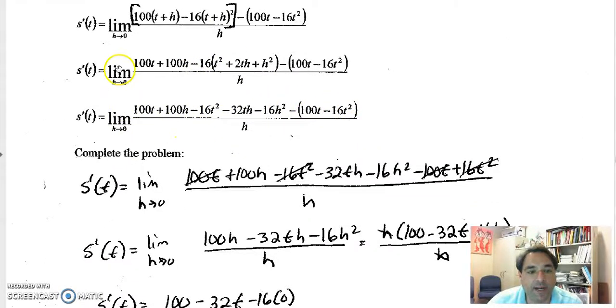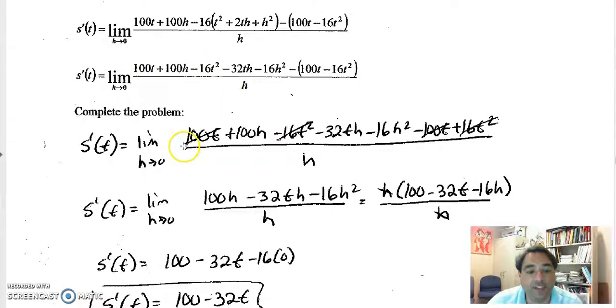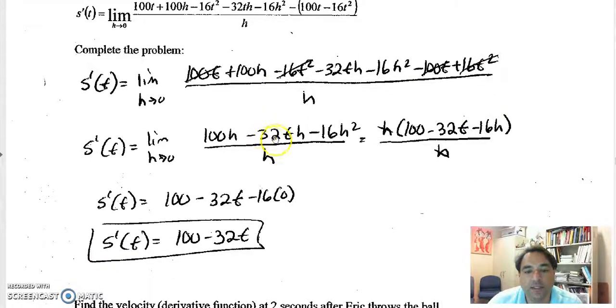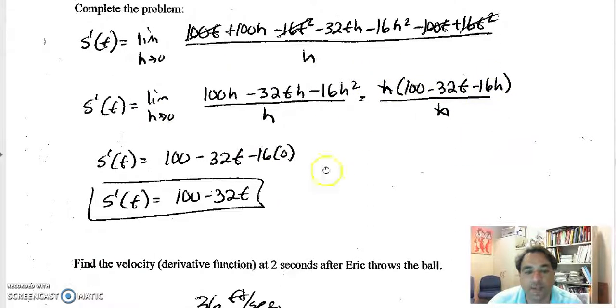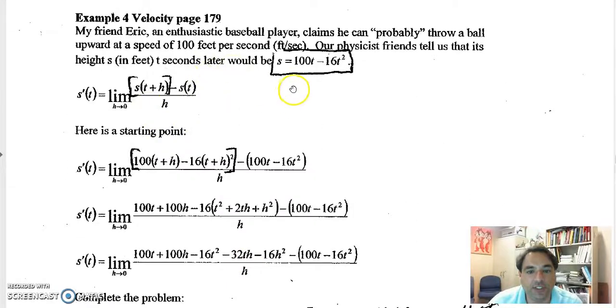And again, every time we're writing limit as h approaches 0 because I can't plug in 0 yet, it starts simplifying. 100t minus 100t, minus t squared plus 16t squared. At this point, we're left with this. We factor out the h. And then we finally can plug in 0 for h. And we find the derivative function of 100 minus 32t. Again, here's the original function.